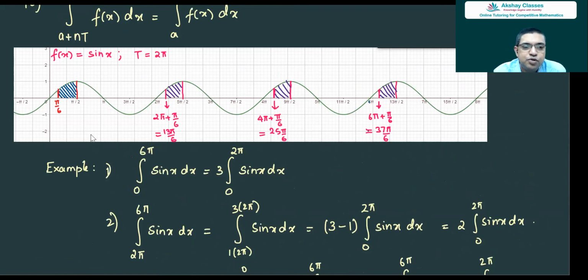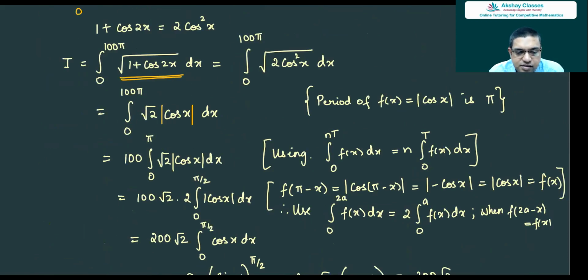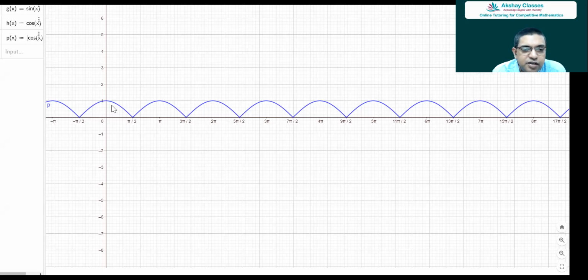I said one portion from pi by 2 to pi, or from 0 to pi by 2, the integral value is 1. So from pi by 2 to pi, the integral value will also be 1. Similarly for cos x, it so happens that this portion that you are seeing here from 0 to pi by 2, this integral will also be 1, because you obtain the cos x graph by shifting the graph leftwards by pi by 2. That's all. So this portion will be 1.